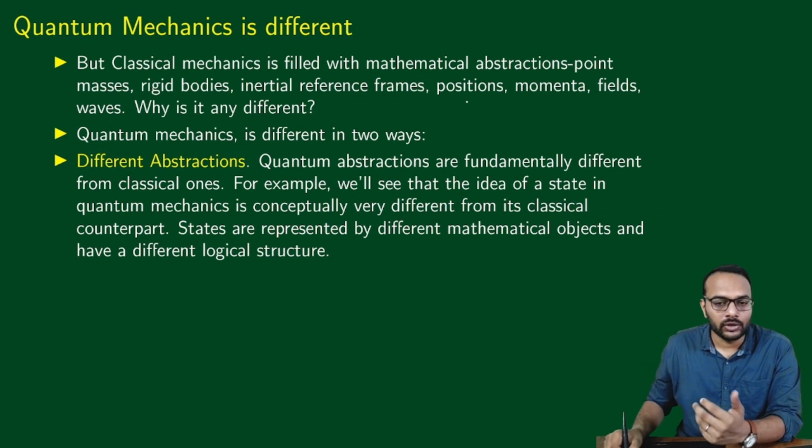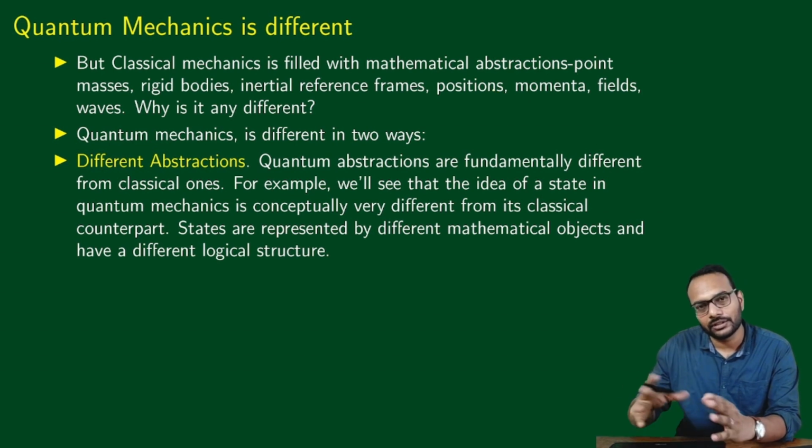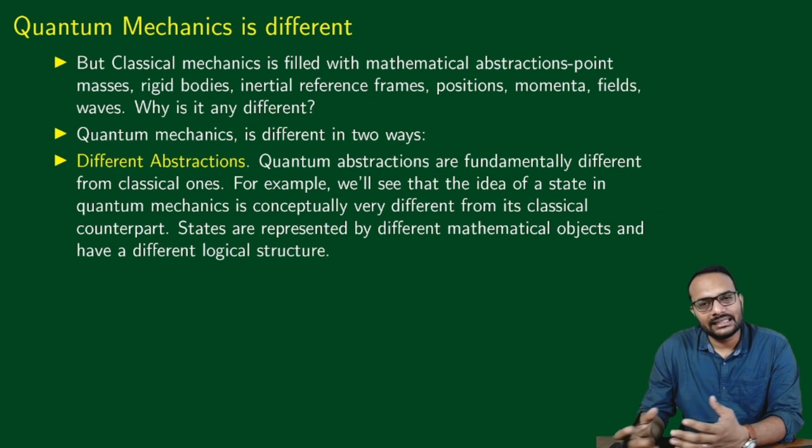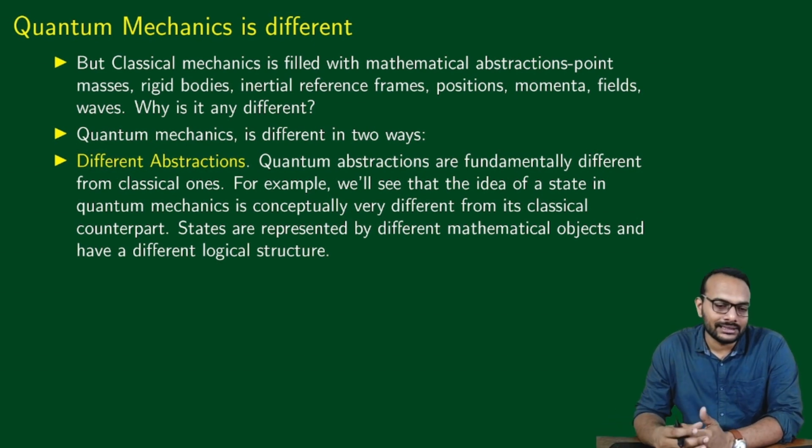Okay. We talk about positions, momenta, fields, waves. Okay, we cannot really imagine this electromagnetic field. We know how to describe it mathematically, but it's difficult to imagine the electromagnetic field, for example. We talk about waves. Okay. Now the question is, why is quantum mechanics any different? All right, I said that it's abstract, but then we use abstractions in classical mechanics also.